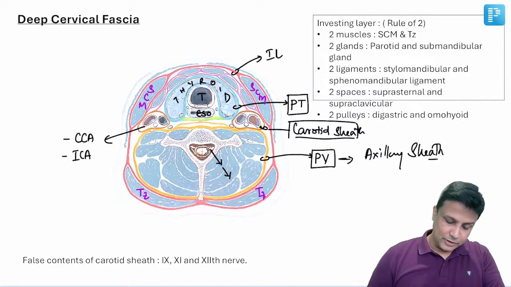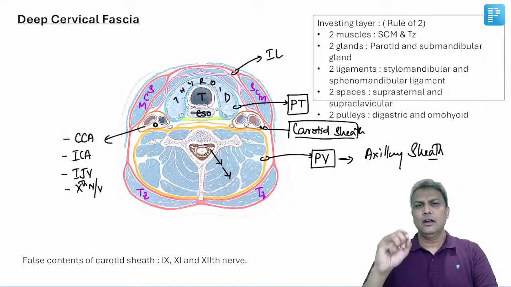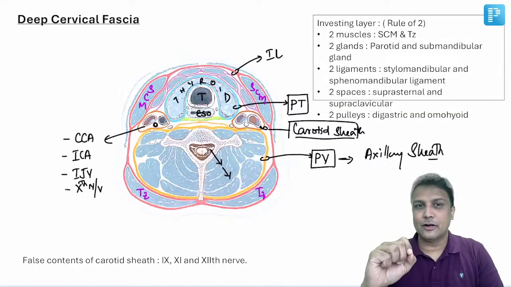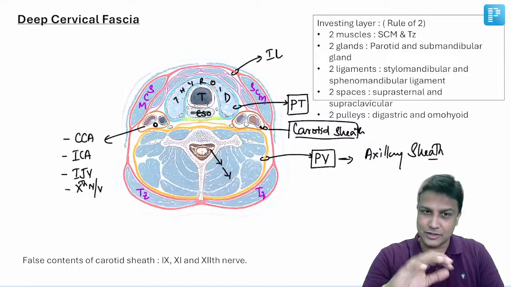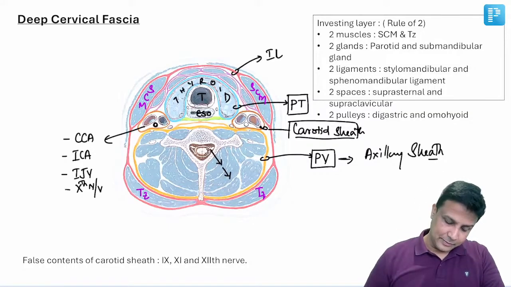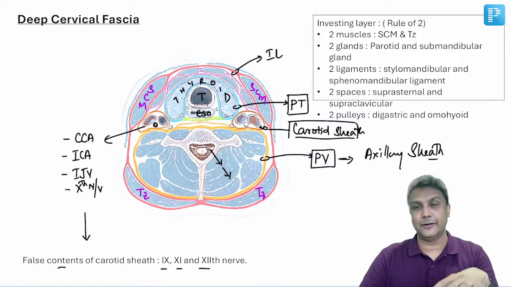Now, one more thing, there will be a vein here, that is your internal jugular vein. In between them, you're able to find a nerve, and this nerve will be the vagus nerve, that is your 10th nerve. So the common carotid artery, the internal carotid artery, the internal jugular vein, along with the vagus nerve, all these will be the contents of the carotid sheath. But apart from that, please remember there will be like false contents. That is your 9th nerve, 11th nerve, as well as the 12th nerve.